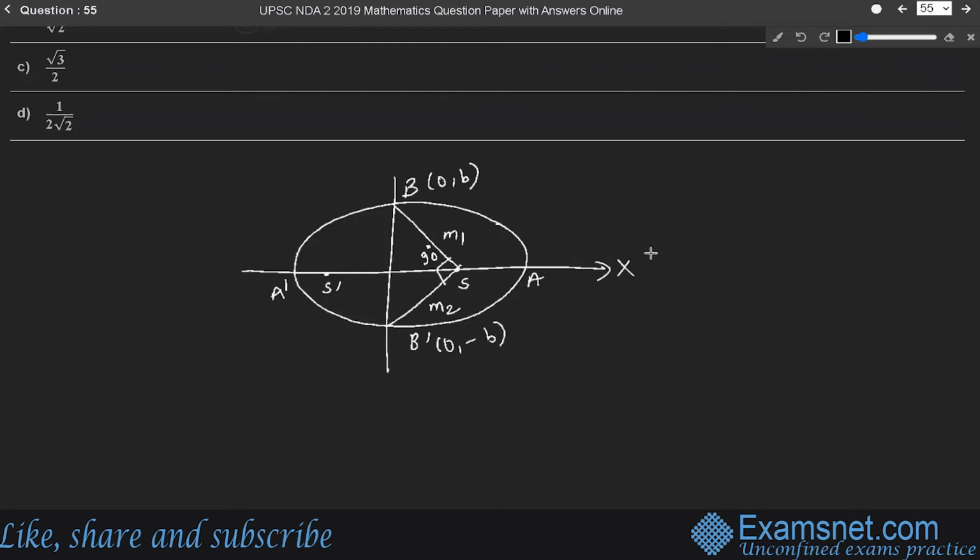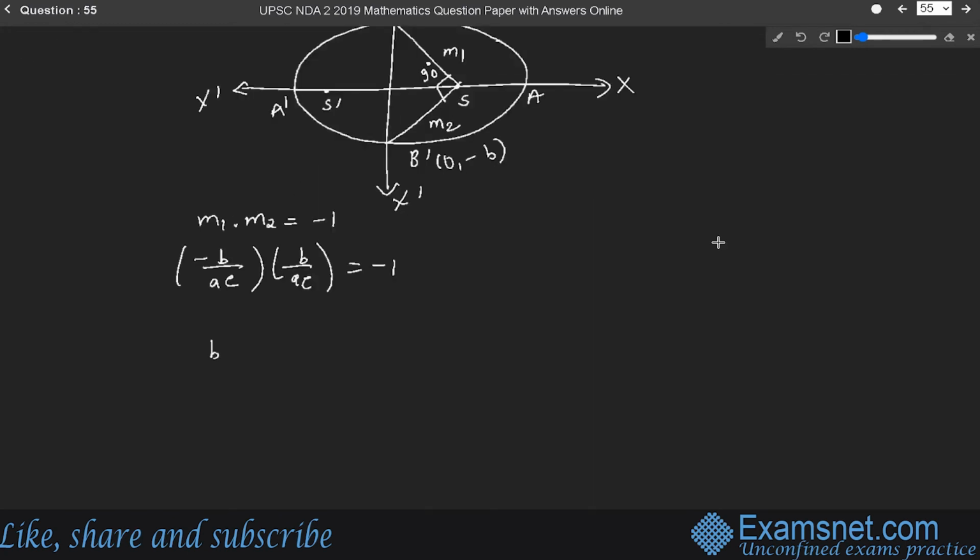This is the x-axis and this is the y-axis. This is x dash and this is y dash, which is the negative side. So we know that M1 into M2 is equal to minus 1. Therefore, minus B upon AE into B upon AE is equal to minus 1.